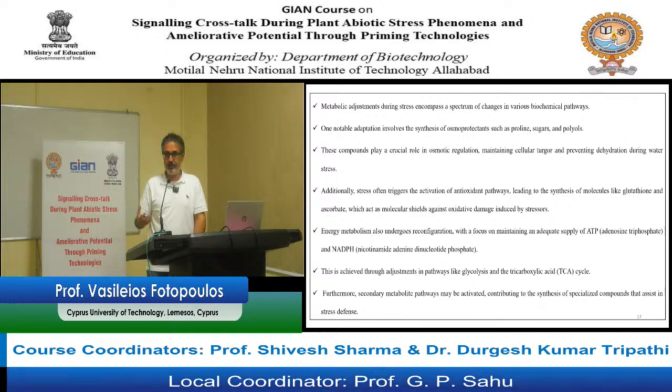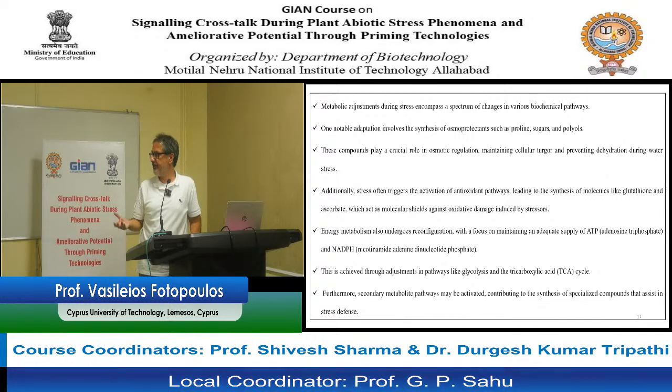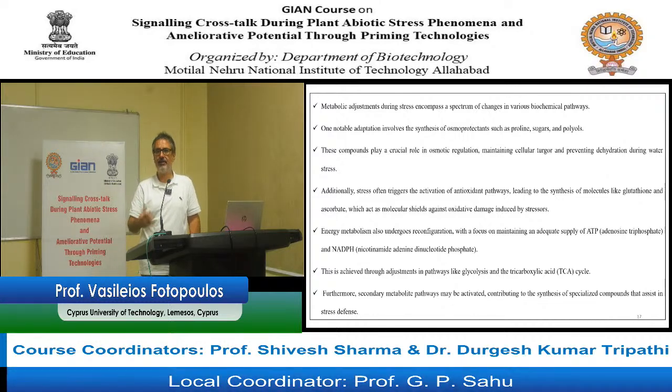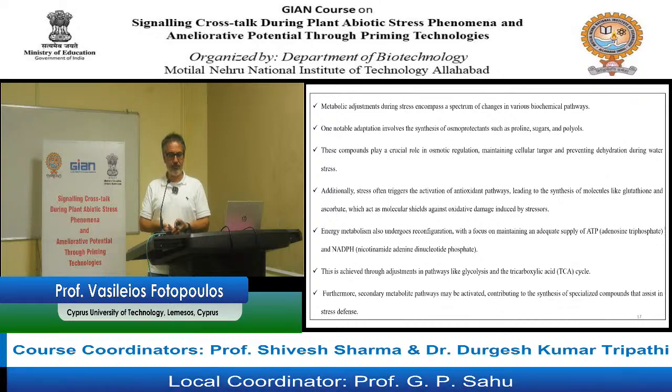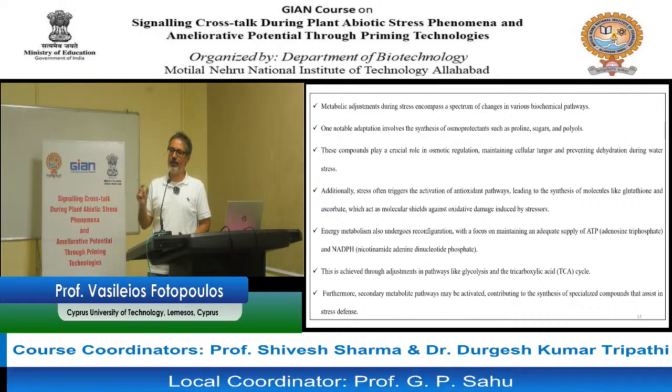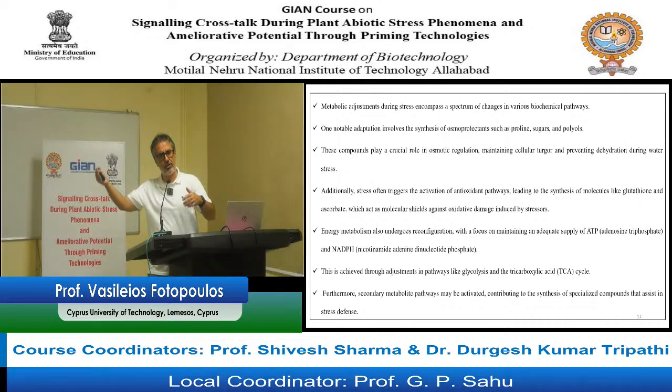And energy metabolism also undergoes major reconfiguration with a focus on maintaining an adequate supply of ATP. It is essential that we have enough chemical energy to fuel respiration. Okay? This is mainly trying to safeguard production of adenosine trisphosphate, but also NADPH. And because NADPH is a redox analog that is also needed to fuel reactions. NADPH, for example, is essential in the light reactions of photosynthesis. And the list goes on.